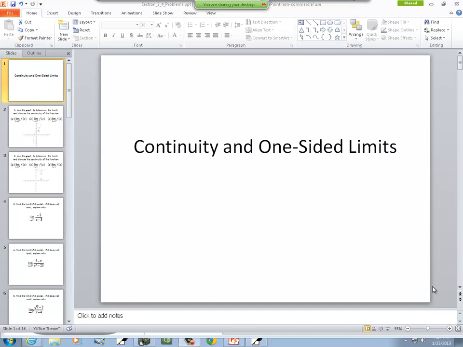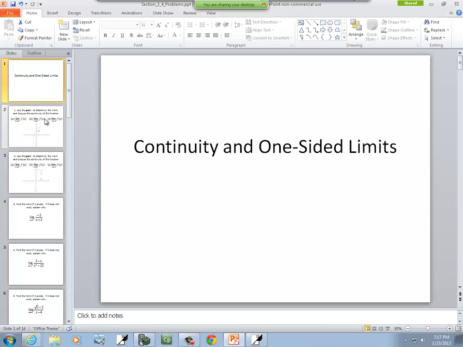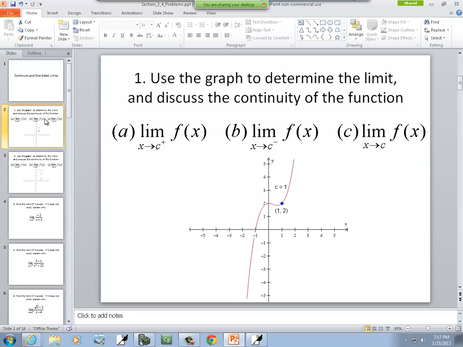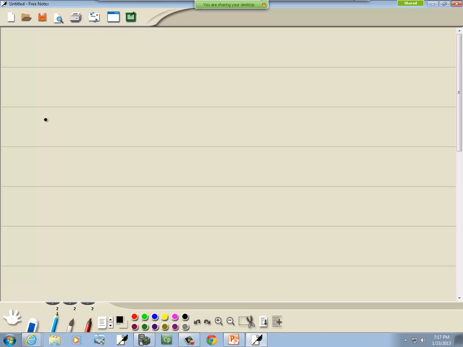This is continuity and one-sided limits. And one-sided limits are best shown with an example. So let's go ahead and look at our first one. So number 1.